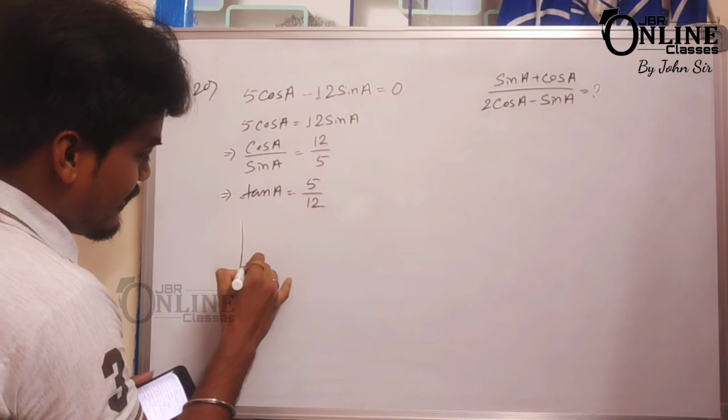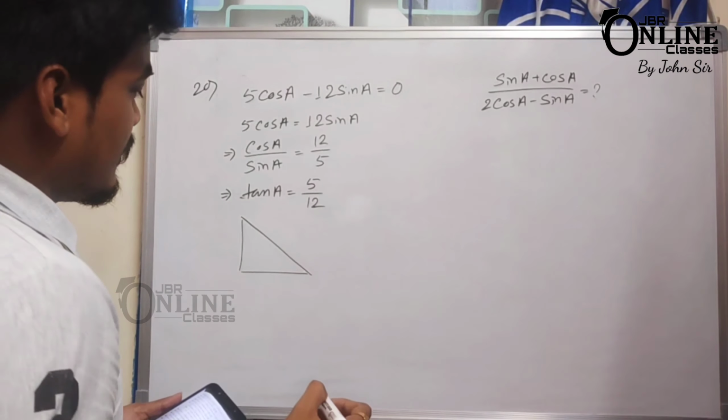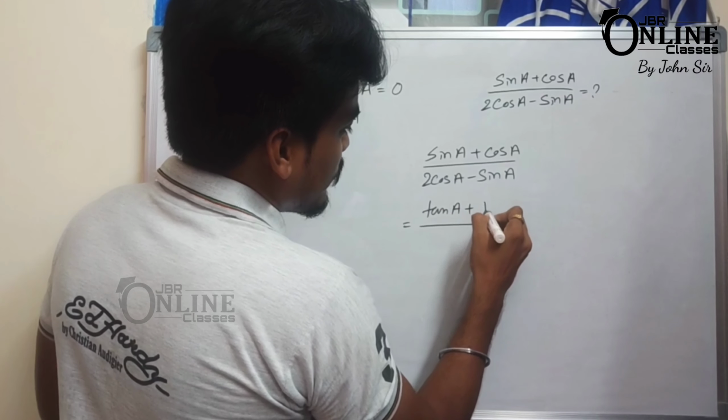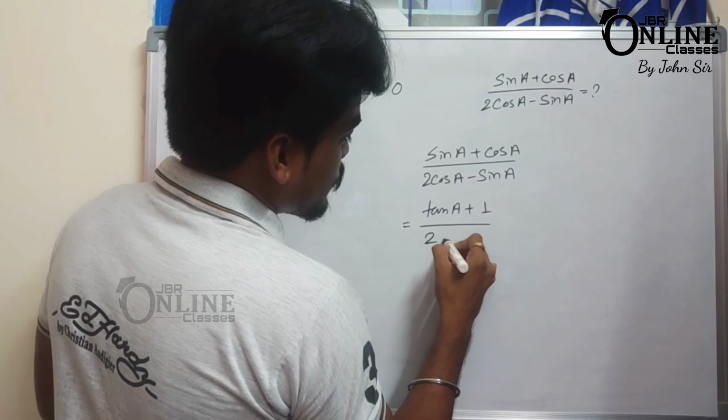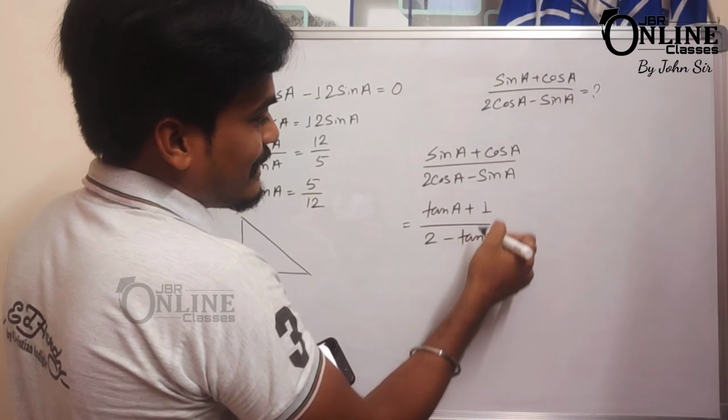So if tan A equal to 5 by 12, then again you can apply the same formula from the previous one. As in the previous problem, I divided numerator and denominator both by cos A. So sin A by cos A equal to tan A, cos A by cos A equal to 1, 2 into cos A by cos A equal to 2, and sin A by cos A equal to tan A.